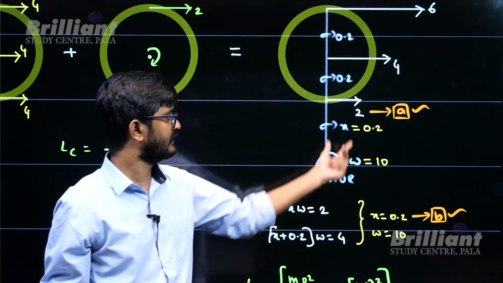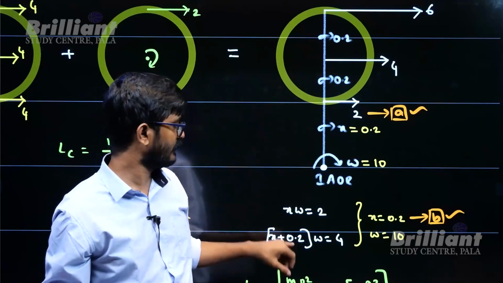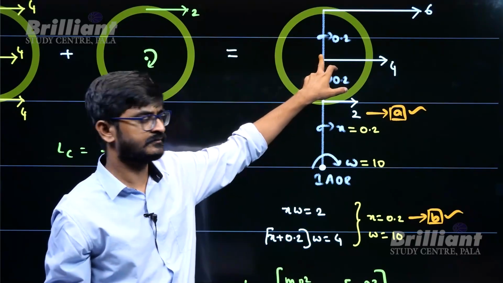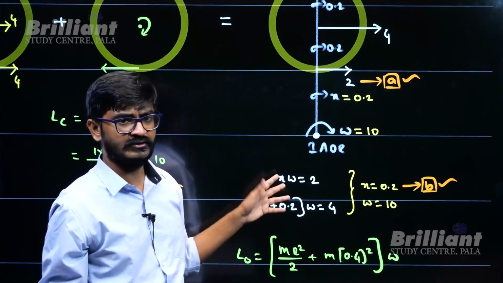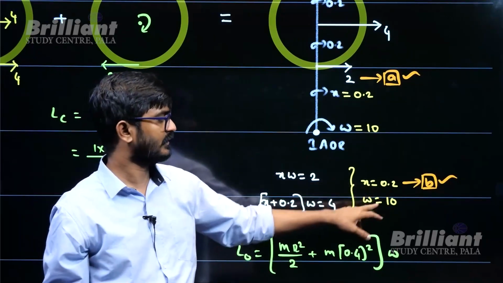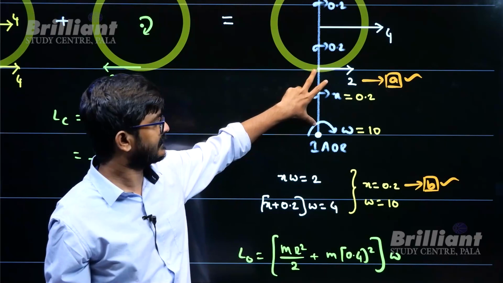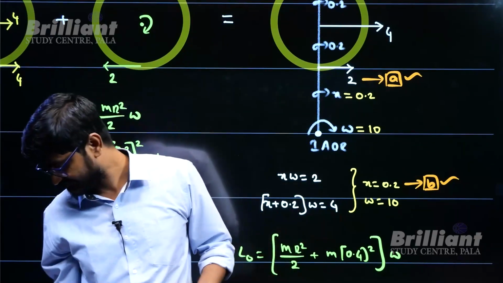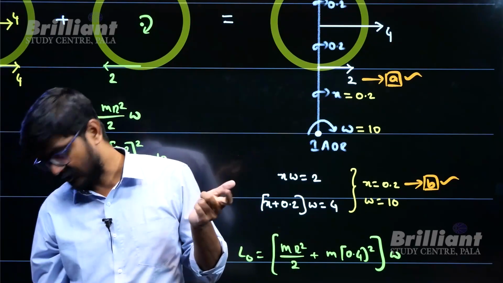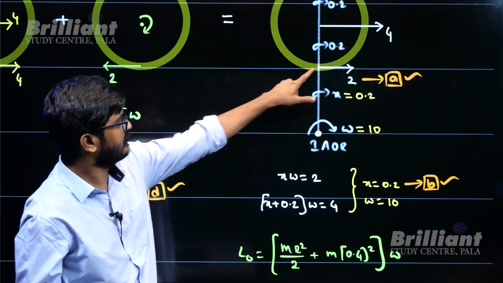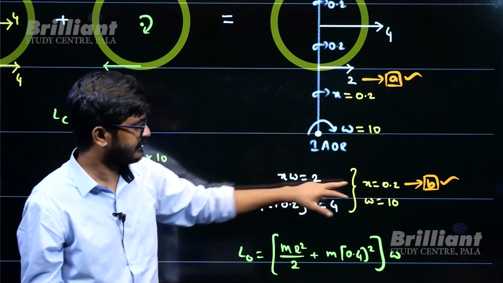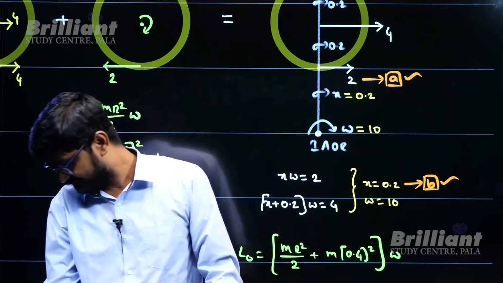I can take only two because x and omega are unknowns. So x into omega is 2 for this point, and (x plus 0.2) into omega is 4 for this point. Two equations, two unknowns. When I solve, I get x equals 0.2, omega equals 10. So the instantaneous axis will be at a distance of 0.2. Option A is correct because this velocity is 2. Option B is also correct.